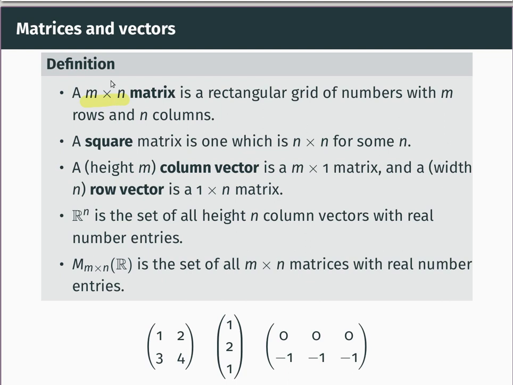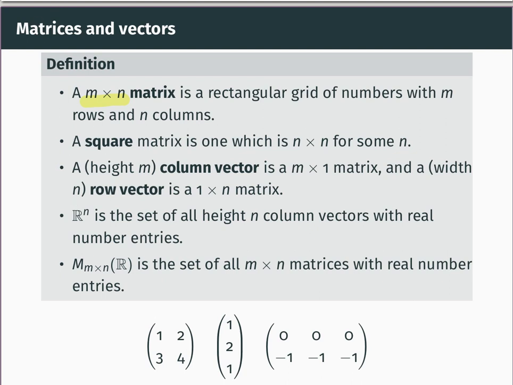It's important to get that the right way round. The first number, the m here, is the number of rows, and the second number, the n, is the number of columns. A square matrix is one which has the same number of rows as it does columns. So that is a matrix which is n by n for some number n. A column vector with height m is an m by 1 matrix, and a row vector with width n is a 1 by n matrix.